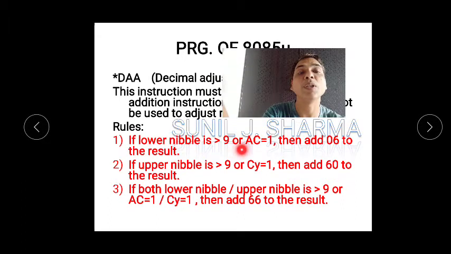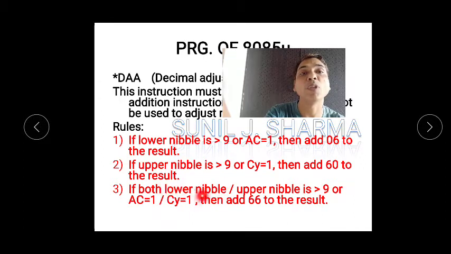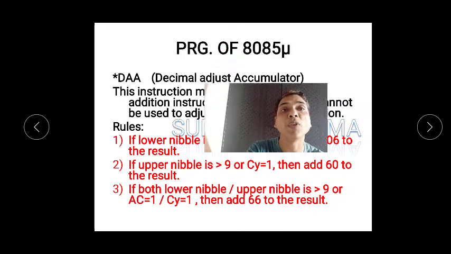If the lower nibble is greater than 9 or the auxiliary carry flag is equal to 1, then add 06 to the result. If the upper nibble is greater than 9 or the carry flag is equal to 1, then add 60 to the result. If both the lower nibble and upper nibble are greater than 9, or auxiliary carry or carry flag is equal to 1, then add 66. Okay, so remember that. Now what do you mean by nibble?